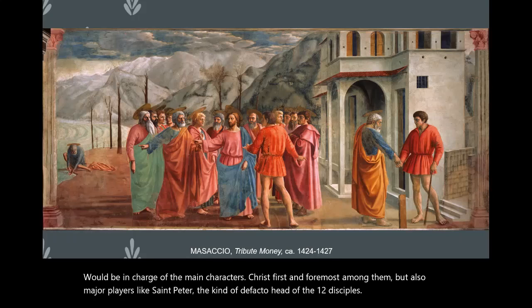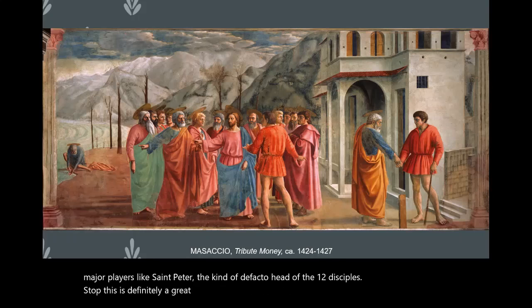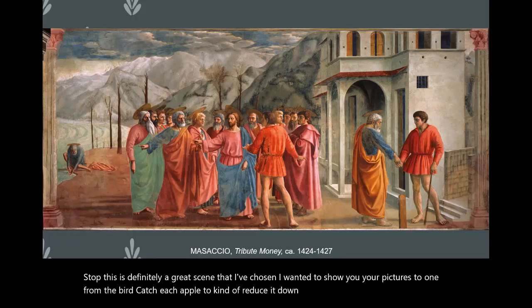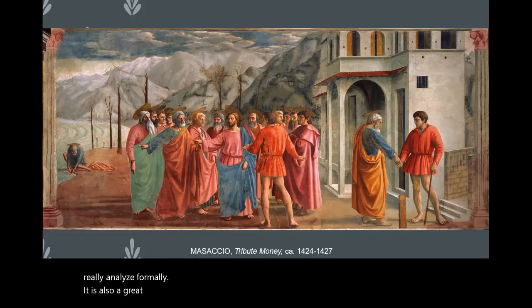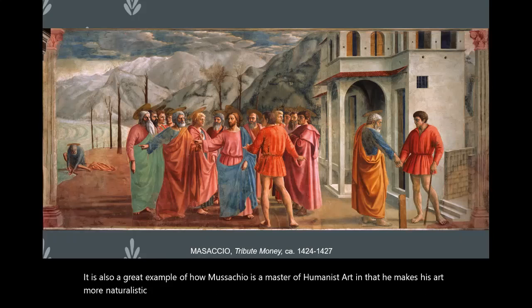So this is definitely a great scene that I've chosen. I wanted to show you, pictures one from the Brancacci Chapel to kind of reduce it down to a single composition for us to really analyze formally. It is also a great example of how Masaccio is a master of humanist art, in that he makes his art more naturalistic and more classical in that way, in very specific manners shown here in Tribute Money.